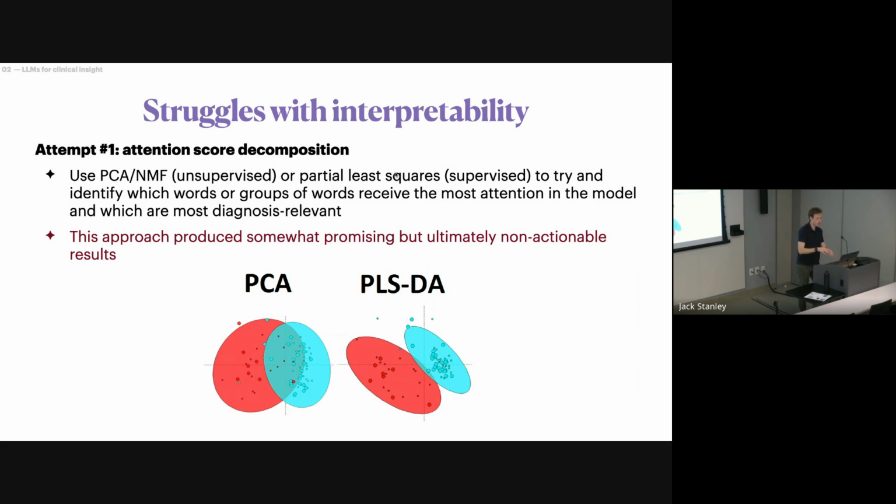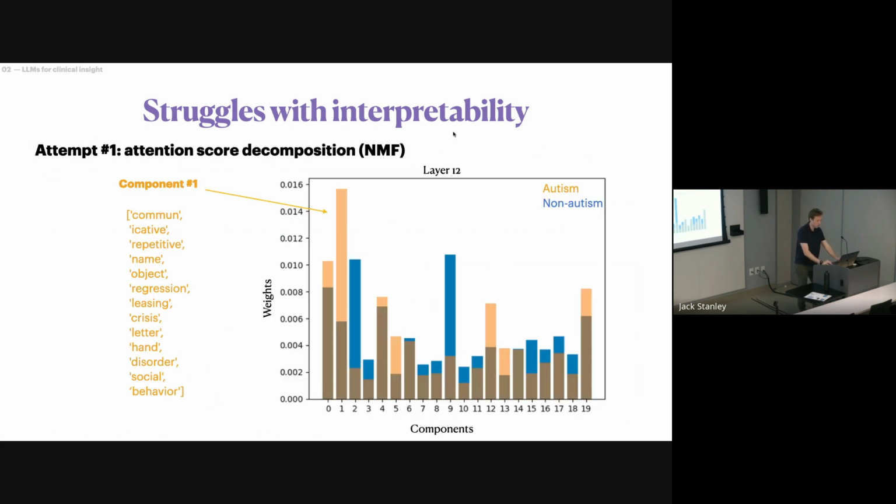So at first, this approach produced some somewhat promising, but ultimately, when we showed this to our collaborators, they were somewhat non-actionable results. So I'll show you what I mean on the next slide. This is just one example of a plot we get from non-negative matrix factorization, and you can see here this component, which is highly weighted in the autism-specific reports, showed some terminology that is somewhat associated with autism, but ultimately, these sorts of single words are not exactly super actionable, right? And they're not super differentiated between those with autism and those without autism.